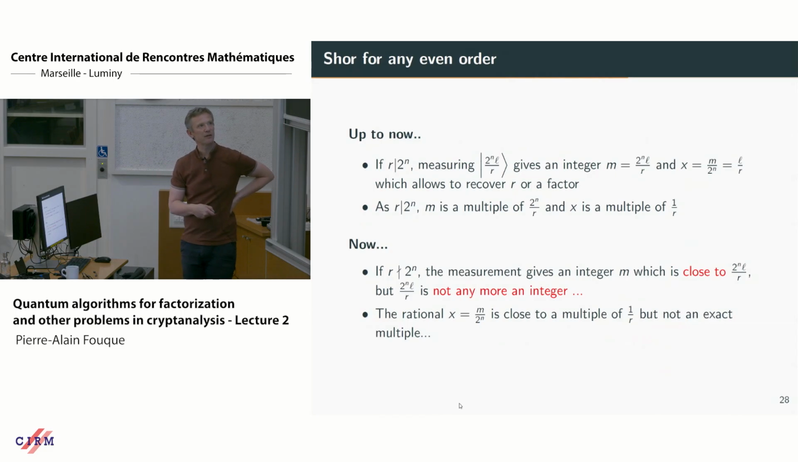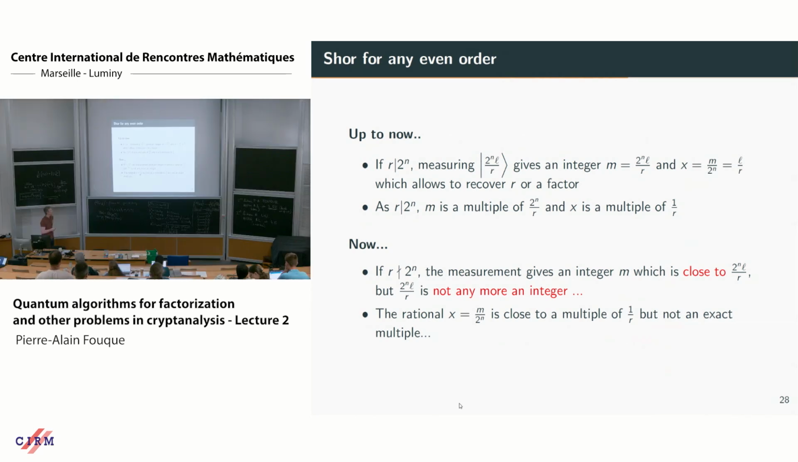Okay, and in fact, so this is not anymore an integer. So when I divide the integer here by 2 to the n, I do not have an exact multiple of 1 over r. I have only something close to a multiple of 1 over r. Our goal, in fact, is to find, given this rational, what is the closest fraction that is close to this rational value?